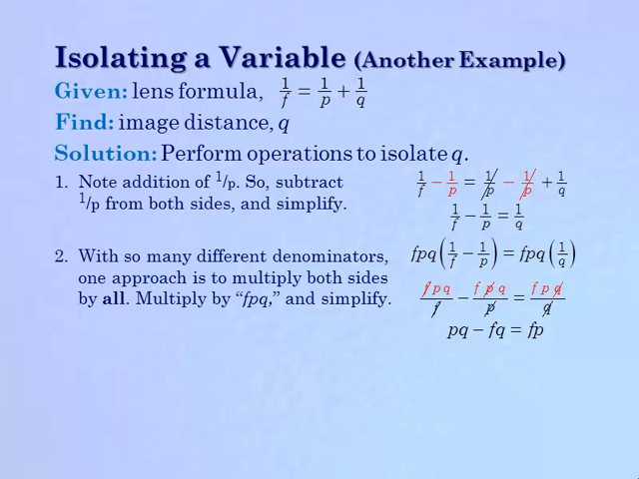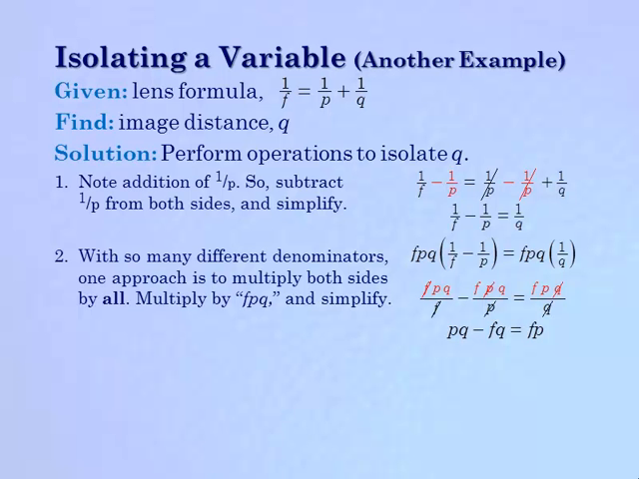Note that Q multiplies both terms on the left side, so we'll factor out Q. So that's a technique we often use in algebra. If the same thing is multiplied by two terms, we can factor that out outside of the parentheses, and we have Q times (P minus F) equals FP.